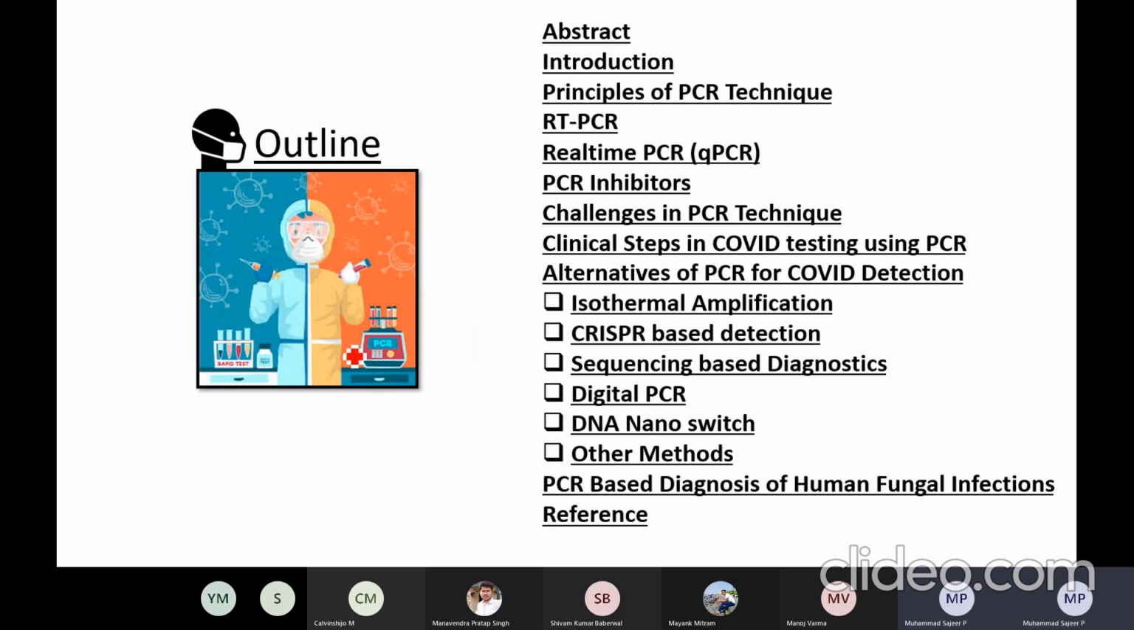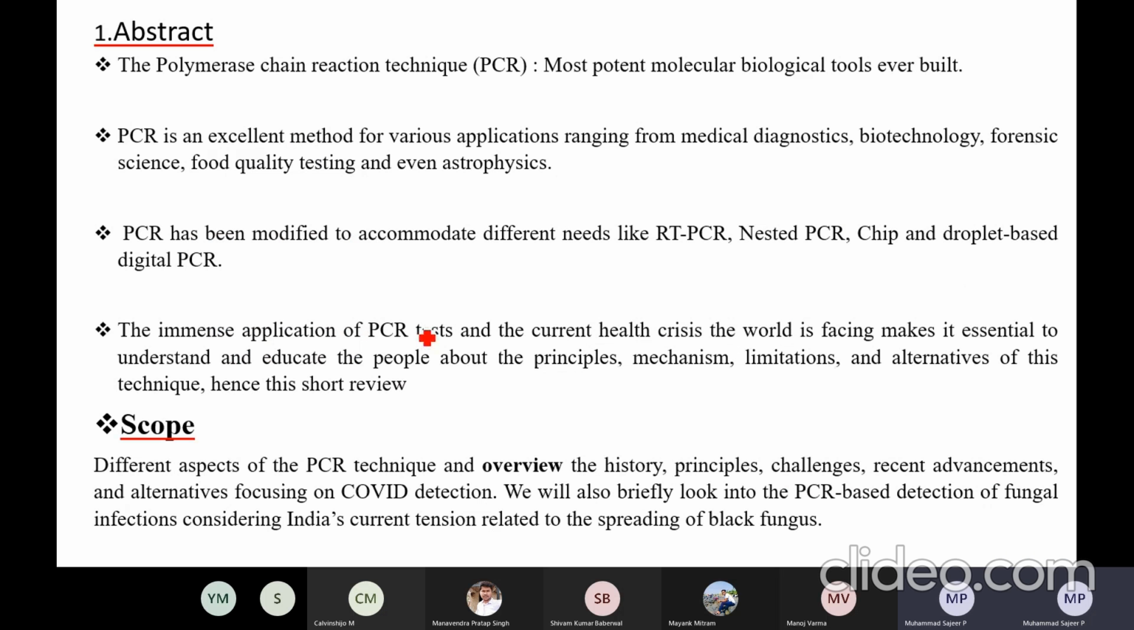So what's the outline of my presentation? Today I'll be discussing the topics given here. We'll follow the structure of a scientific paper. We'll start with the abstract, then go to the introduction, the principles of PCR, RT-PCR, quantitative PCR, inhibitors, and move to COVID and fungal infections, and end with the diagnosis of human fungal infections, and then references. So let's get started with the abstract.